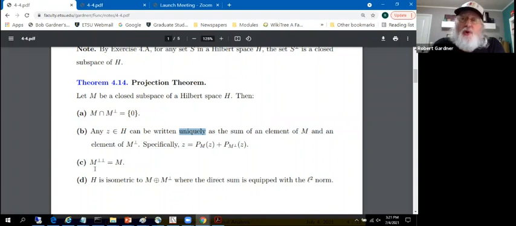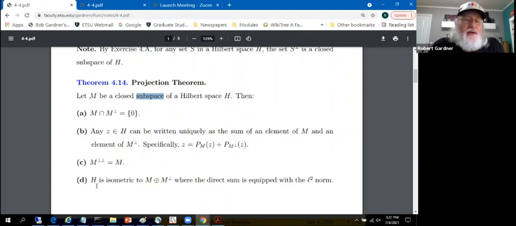Thirdly, M perp perp, the perp set of the perp space of the closed subspace, is M itself. That makes pretty good geometric sense as well. We do need to have a subspace to have this occur. If I dealt with sets, this wouldn't quite work out entirely correctly. But with subspaces, we get M perp perp equals M.